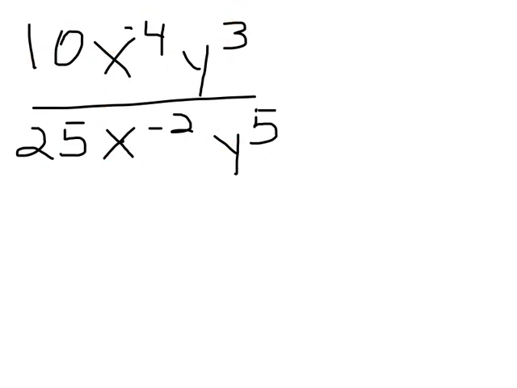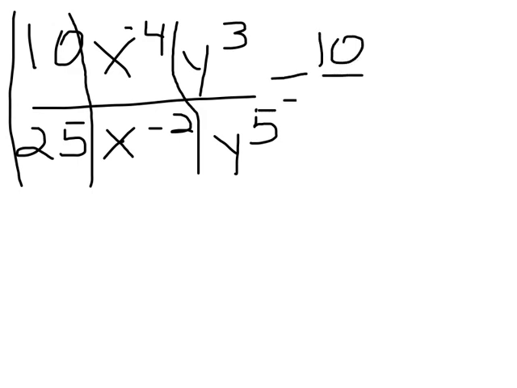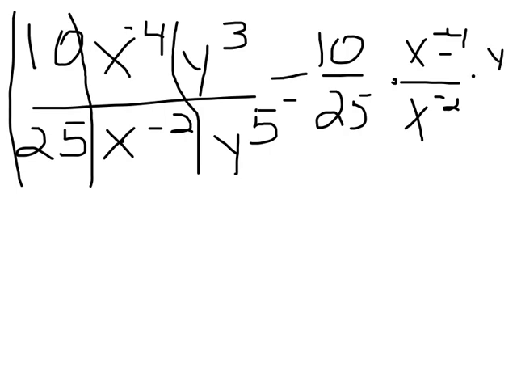So again, I like to start out by grouping. One way to do that is to see that you can break them up into 3 different fractions. Oops, I lost my variable there. Let's do that again right there. All right, so what I really am looking at is a 10 over 25 times x to the negative 4th over x to the negative 2nd times y to the cubed over y to the 5th.